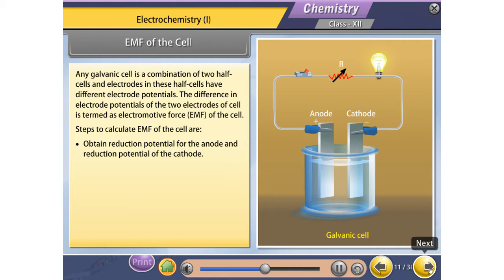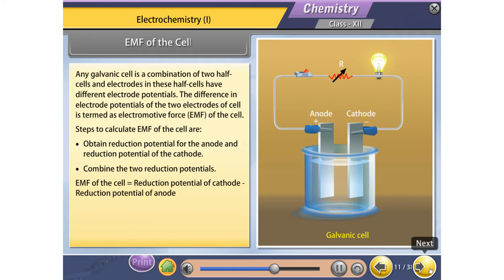Combine the two reduction potentials. EMF of the cell is equal to reduction potential of cathode minus reduction potential of anode. That is, E cell is equal to E cathode minus E anode, or E cell is equal to E right minus E left.